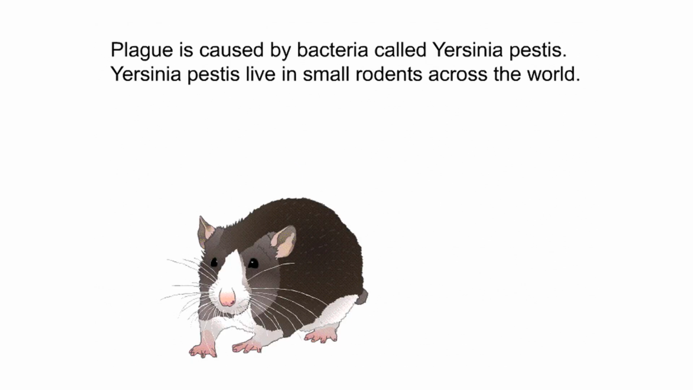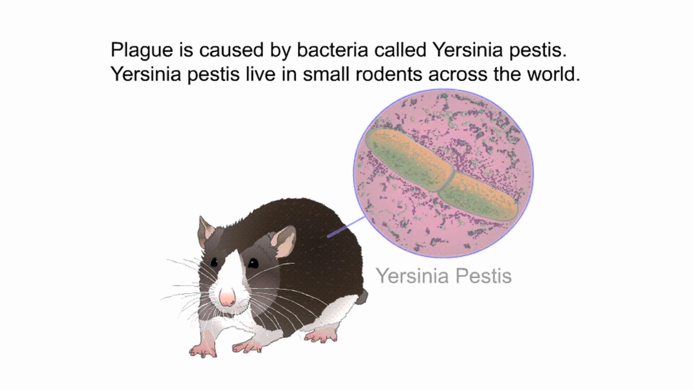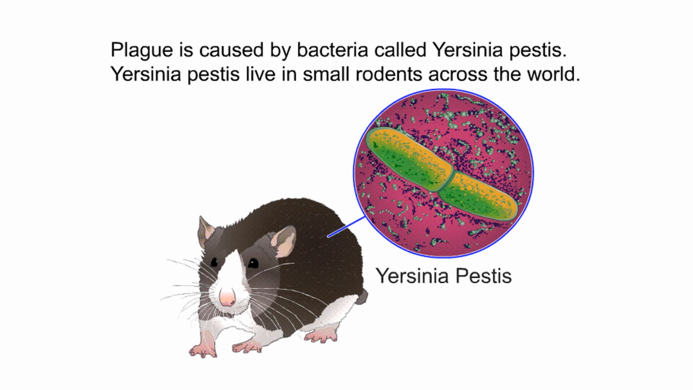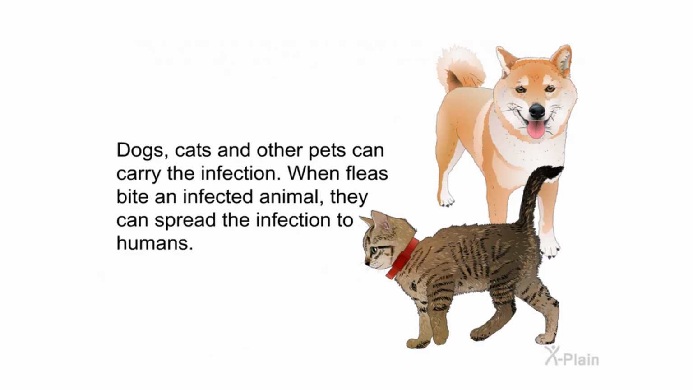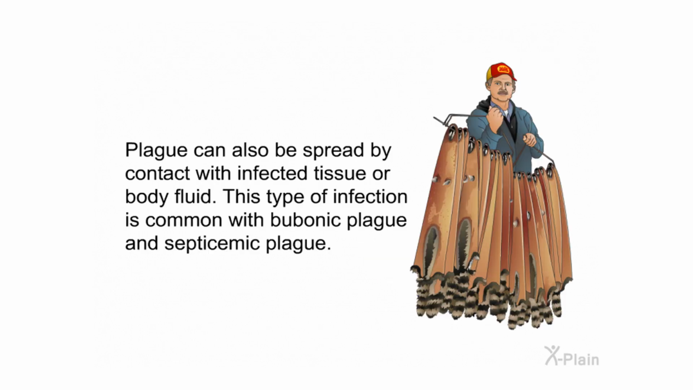Causes. Plague is caused by bacteria called Yersinia pestis. Yersinia pestis live in small rodents across the world. Dogs, cats, and other pets can carry the infection. When fleas bite an infected animal, they can spread the infection to humans. Plague can also be spread by contact with infected tissue or body fluid. This type of infection is common with bubonic plague and septicemic plague.